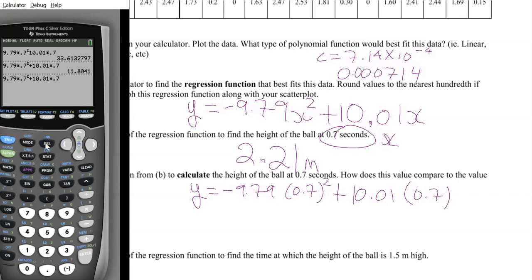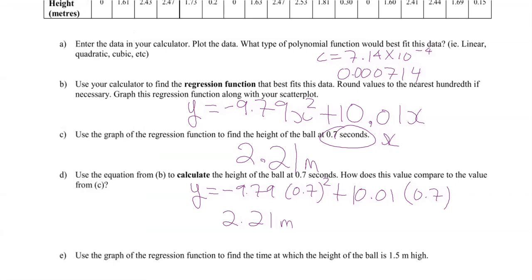All right, 2.21. Okay, so it did come out the same value. It may differ, but it should be reasonably close, right? Or if you don't put the negative in, it's just way off. Then you're confused.